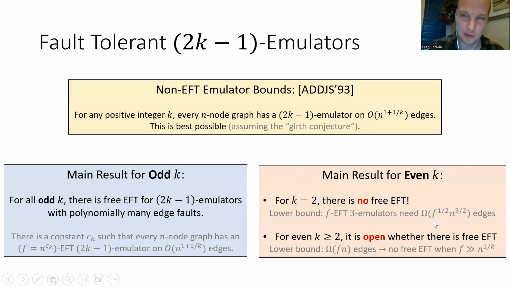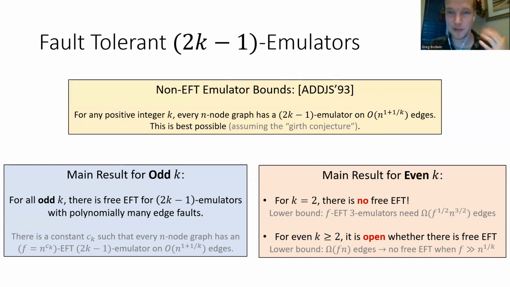We prove this as a lower bound: you need f to the 1/2 times n to the 3/2 edges. And that suggests that if f is a moderate polynomial, or any polynomial at all, you're already paying more than what is promised in the non-fault tolerant case. So this phenomenon that exists for odd k, it definitely doesn't exist for k equals 2.